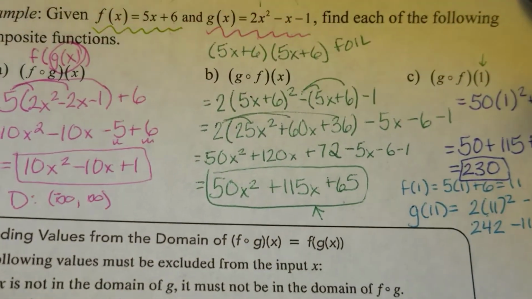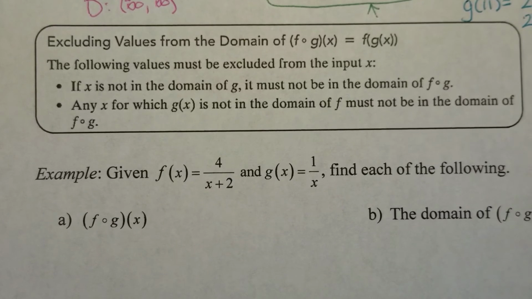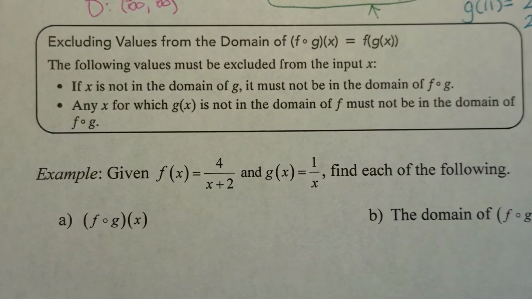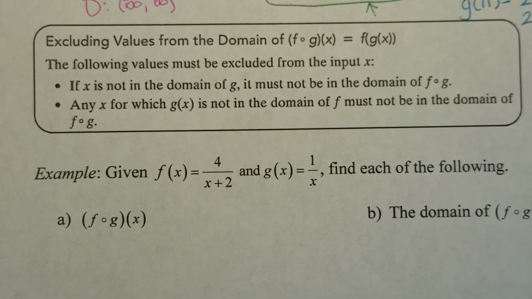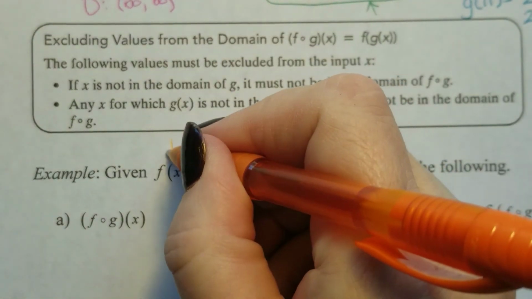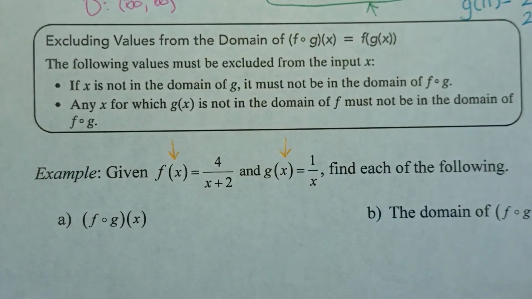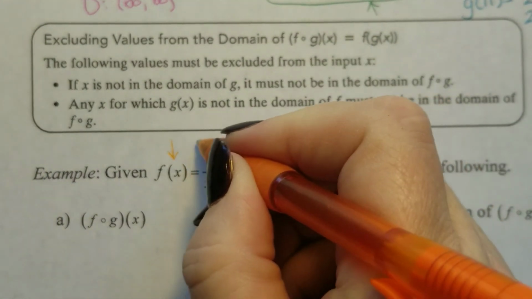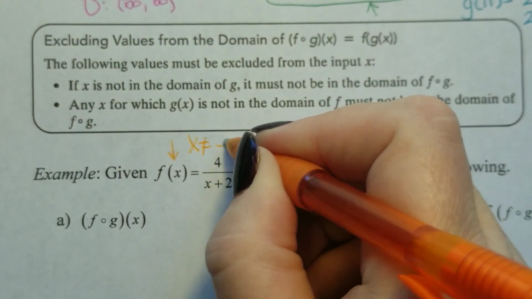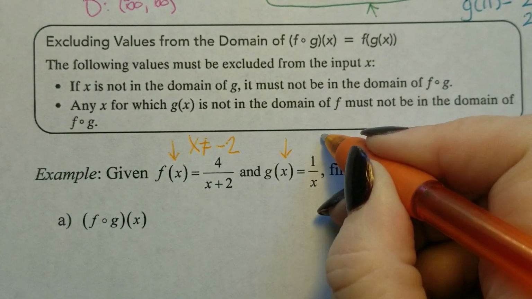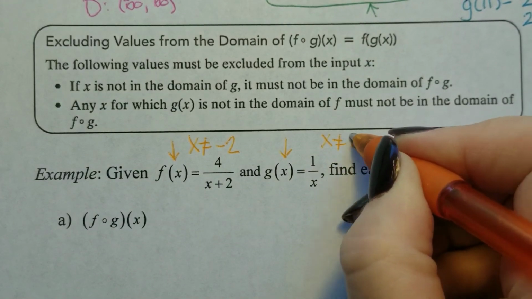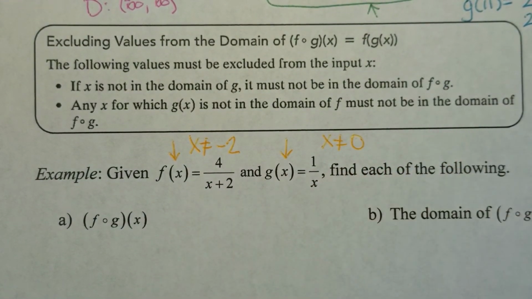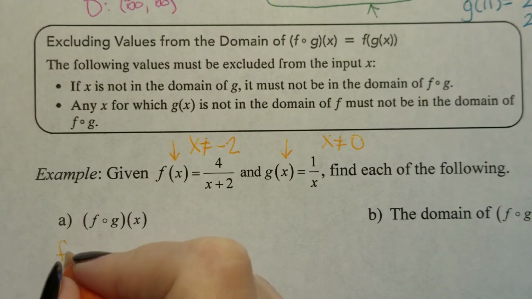All right, let me see if I can move this paper up a little bit and we can look at the next part of this. So we're going to exclude values from the domain. Every single one of these had a domain of all real numbers. But what happens when we have to do some exclusions? That's going to happen when we have exclusions in either the f of x or the g of x or both. So the domain of this one is going to be x cannot equal negative 2. And in this one, x cannot equal 0. So we have both of those domains, but what's the domain of f of g of x?